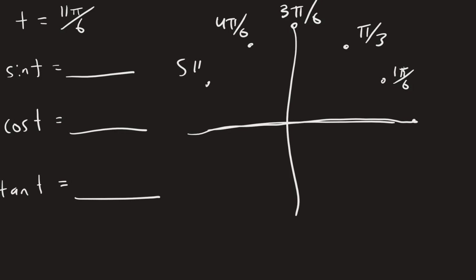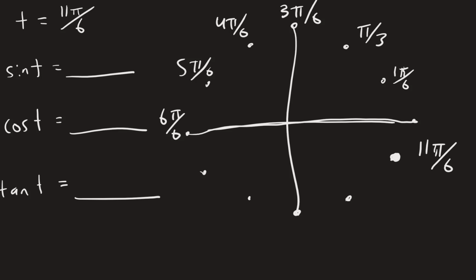Add another, 5 pi over 6. Add another, 6 pi over 6. And even though this seems a little tedious, I'm going to eventually get to this. So add another for 7 pi over 6, 8 pi over 6, 9 pi over 6, 10 pi over 6, and then finally here is 11 pi over 6.